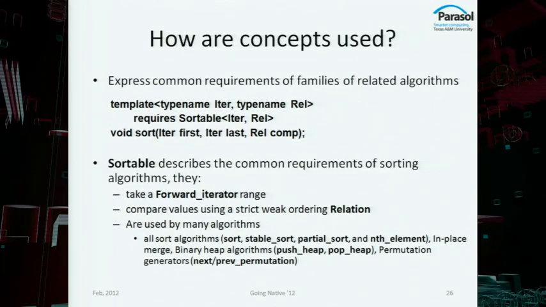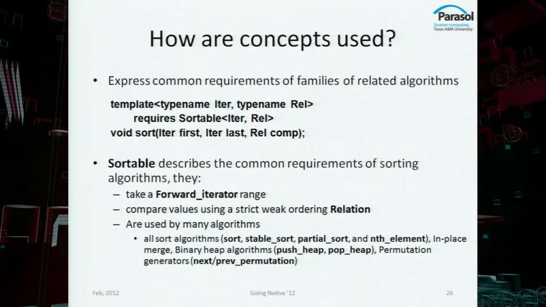Again, how are they used? We express requirements on whole classes of algorithms. There's sort, and of course, something that sort has to be sortable, that it takes an iterator and a relation, and the iterator and relation have to match so that the relation is actually a predicate on the elements of the iterator. And so it all has to match, and we can write it out like that.